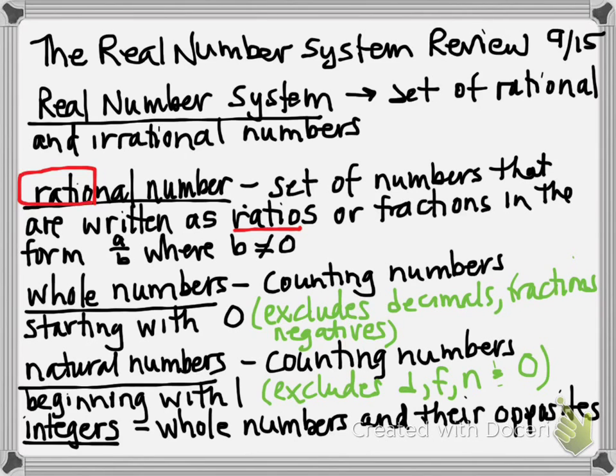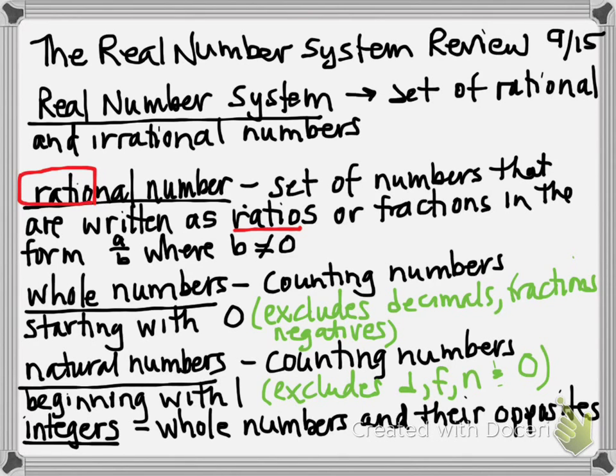It's rational. Okay? Because rational is the big umbrella, right? It covers all sorts of stuff. It says a set of numbers that can be written as ratios or fractions in the form a over b where b doesn't equal 0. It doesn't mention anything about signs. So rationals can be positive or negative. They can be fractions. Okay?